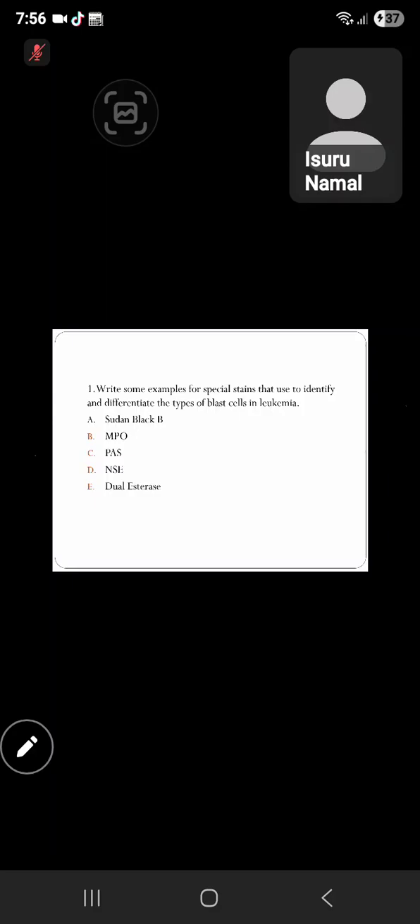Then the next one is NSE. NSE means non-specific esterase. This non-specific esterase test is used to identify monoblast. If the patient is suffering from AML M5A or M5B, right, that means the major population is monoblast there, right? Then you can identify these monoblasts by using this cytochemical staining technique, right?